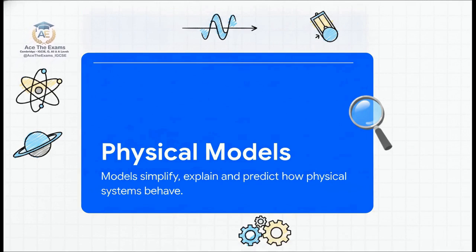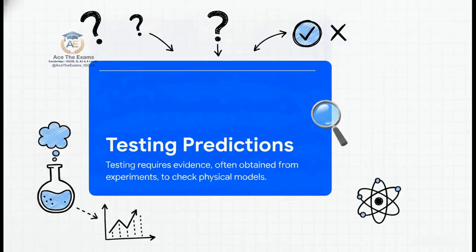They help us explain what we're actually observing, and, this is the key part, they let us predict how physical systems are going to behave under totally different conditions. So, whenever you're learning a new formula or some new theory, just remember, you are essentially learning a model of reality. But here's the catch. Models are completely useless if we don't test them.